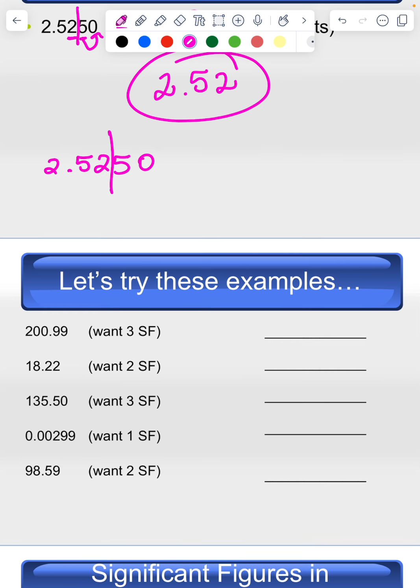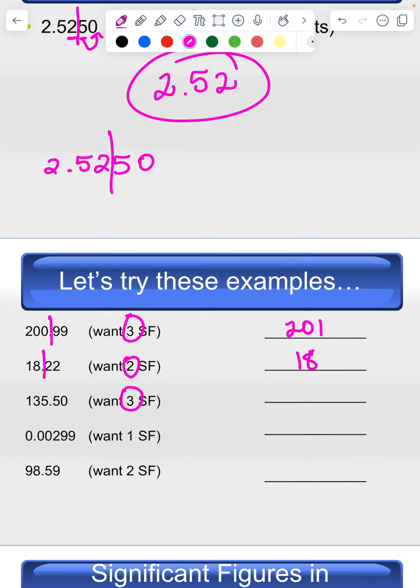All right, for 200.99, I want 3 sig figs. I cut it off after that 0. There's a 9 behind it. I round up, so my number would end up being 201. All right, for 18.22, I want 2 sig figs. Cut it off after the 8. There's a 2 behind it, which is less than 5, so we keep it the same. So my answer would be 18.